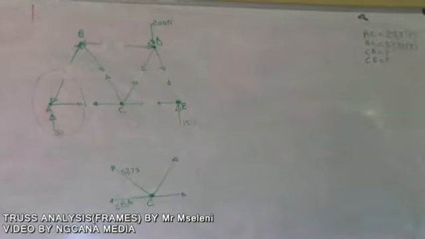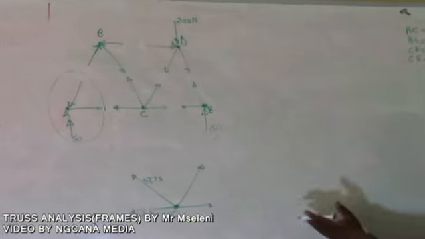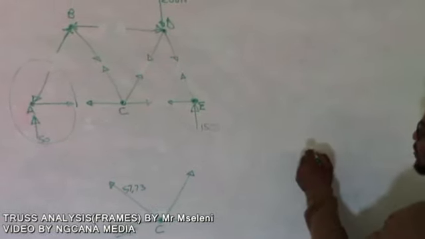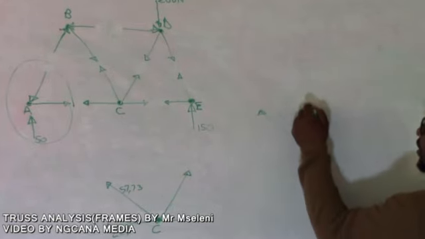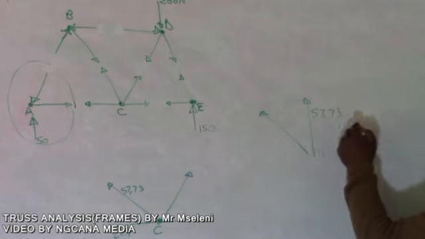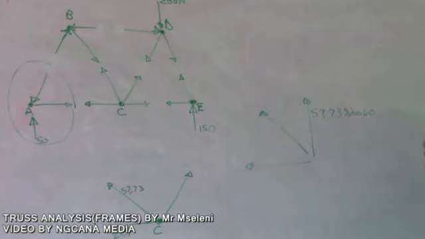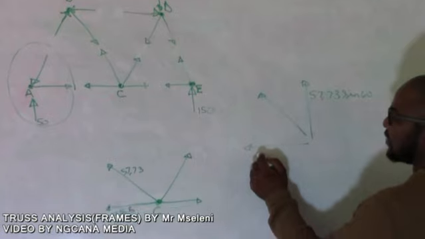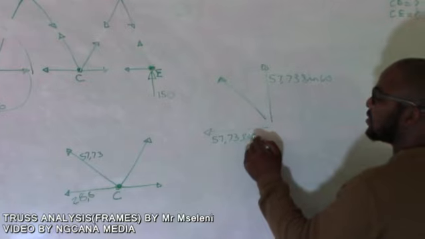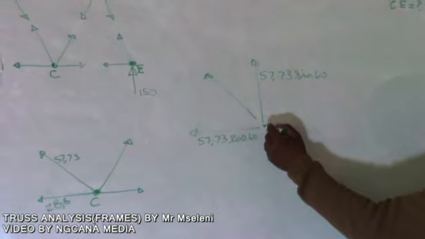Now what we're going to do is break these into their components, the Y component and the X component. If you check that one, you're going to have your Y component, which is 57.73 sine 60 degrees, and your X component, which is 57.73 cos 60 degrees. Therefore, if you double check, that is our joint C.